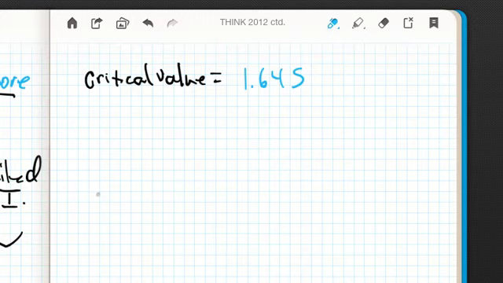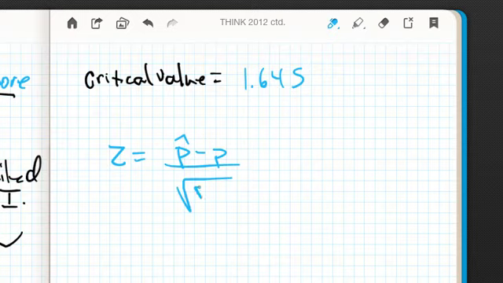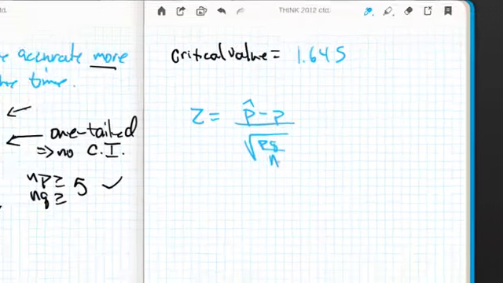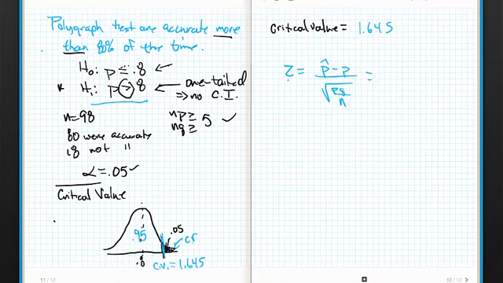Now, let's test it. Well, the first thing I need to remember is z is equal to p hat minus p over the square root of pq over n. So let's see. I need p hat, don't I? I know what p is. Let's write everything up. Keep it simple. P is 0.8. That's in the null. Q is 0.2. N is 98.